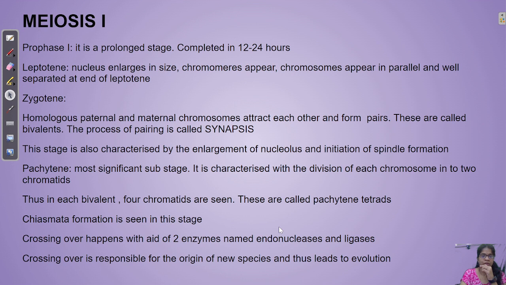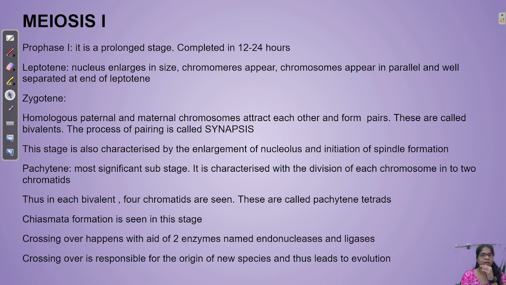Now, what is a bivalent? What do bivalent and tetrads mean? See, I told you in the homologous chromosomes, one comes from the maternal side and one comes from the paternal side. These are called the homologous pair. These are called the tetrads because they have four centromeres, like four chromatids. So they are called pachytene tetrads. These are called the bivalent stage.